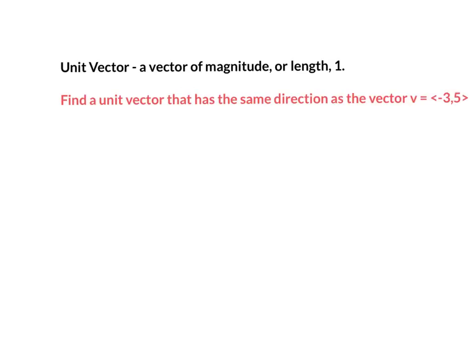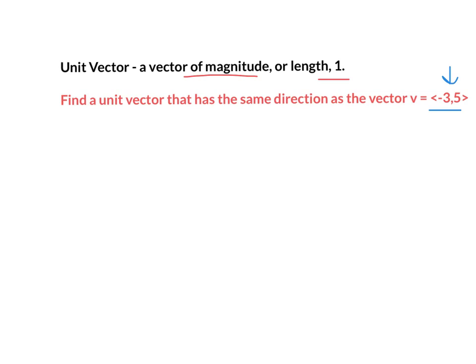All right, the first word is unit vector. A unit vector is just a vector of magnitude or length 1. The question here says find a unit vector that has the same direction as that vector v. And here's all you do to find a unit vector in the same direction. You take the vector that they give you, vector v in this case, you find the magnitude first, and you divide it by the magnitude.